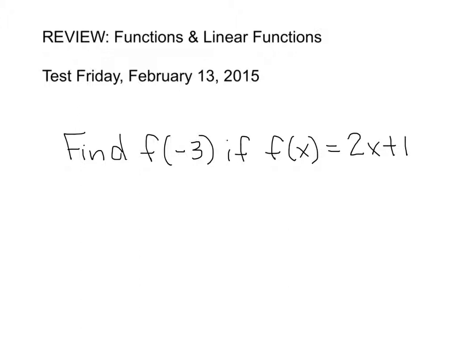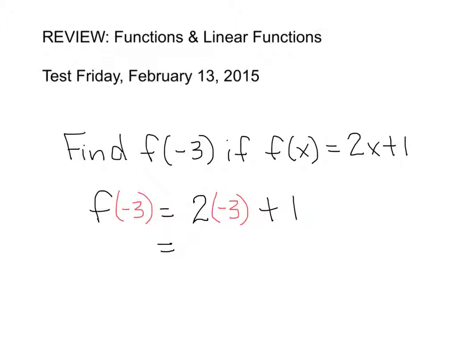Now you do not have to do a function table on this problem because you are told to let the value of the variable be negative 3. So we're going to take this negative 3 and we're going to replace it for x in your equation. So I've got f of negative 3 equals 2 times negative 3 plus 1.